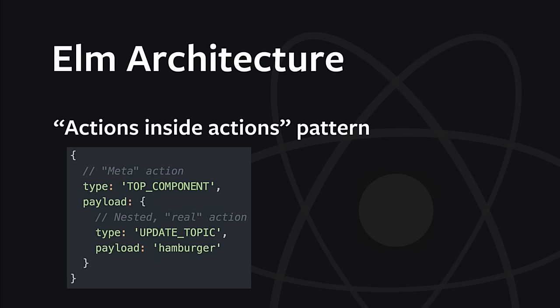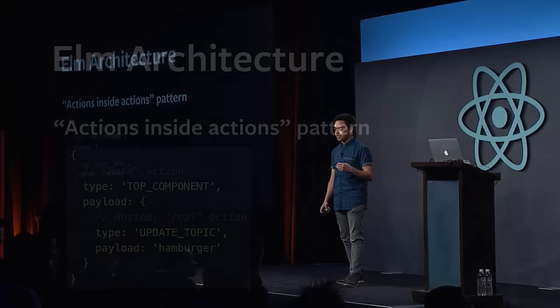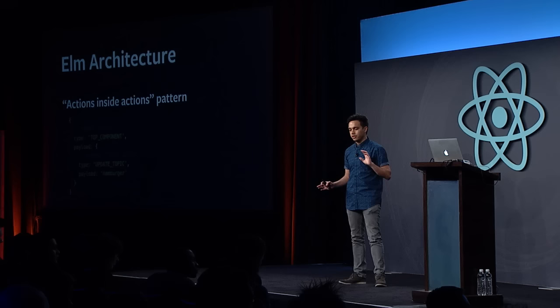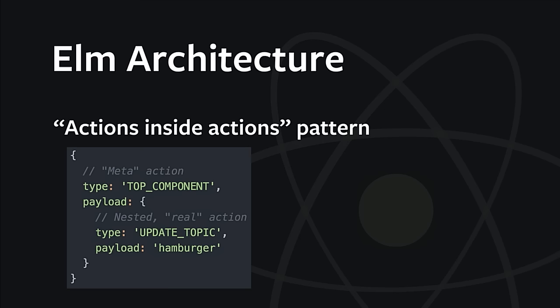When a component in Elm dispatches an action, but it's not called dispatch, by the way, in Elm, but I'm going to describe this in terms of JavaScript. It's actually dispatching a nested action that looks kind of like this. So you have this meta action with a type, and then you have a payload, which is just another nested action inside of it. So the parent component is responsible for unwrapping that inner action and calling the corresponding update function.